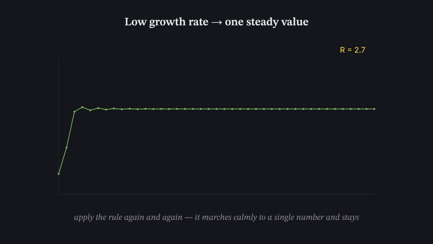But watch what happens as we keep turning the dial. Past a growth rate of 3, the steady value can't hold. Instead of settling on one number, the population starts alternating between 2. A boom year, a bust year, boom bust, forever. The single line has split into 2.